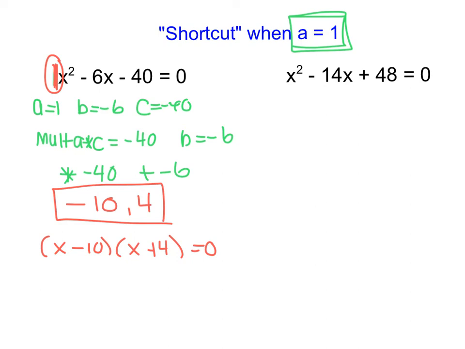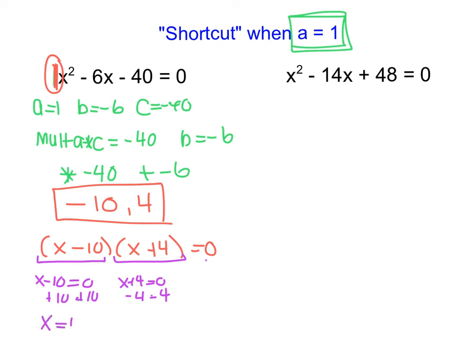So now we're going to solve this equation by using the zero product property because I have something times something equals 0. So I can set x minus 10 equal to 0 as well as x plus 4 equal to 0. Add 10 to both sides here, subtract 4 from both sides here. And as I do that, I see that I have x is equal to a positive 10 or a negative 4. So then from here I move on to example 2.